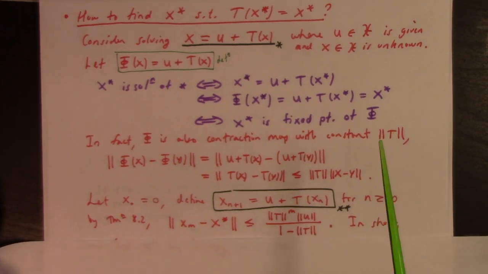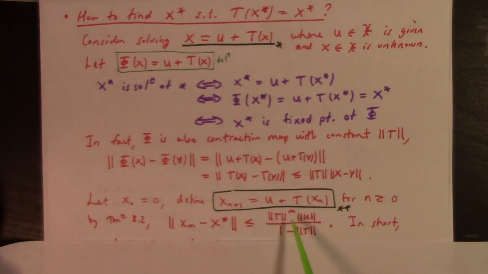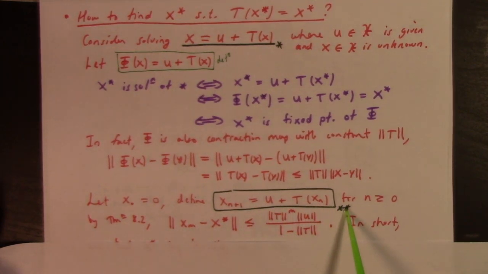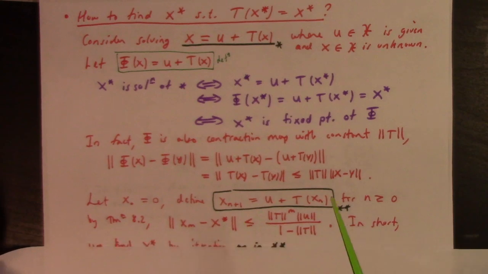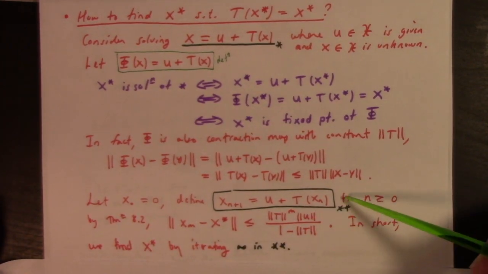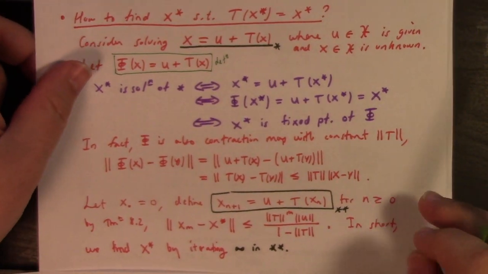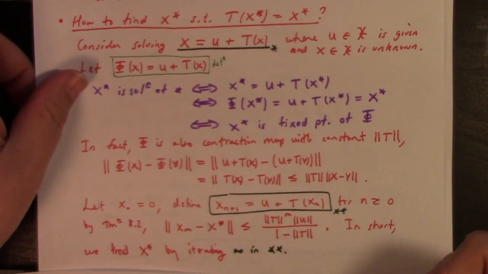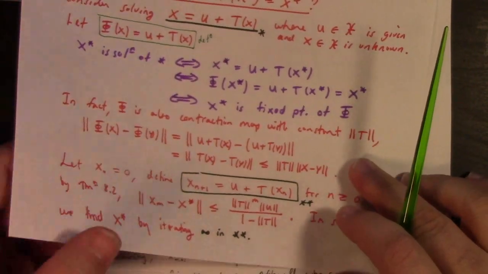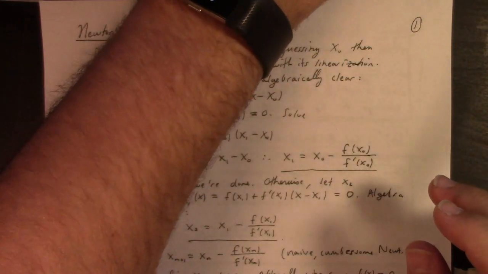Well then, Theorem 8.2 says that if we calculate xm minus x star, that's going to be less than or equal to the norm of t to the m power times the norm of u divided by 1 minus norm t. In other words, this gives us an estimate of how close the mth iterate in star star is to the thing we're looking for. So we can find x star by just iterating as given in star star here. And that's the deal. And now he looks at a couple of explicit examples of that in Gimlin and Green.